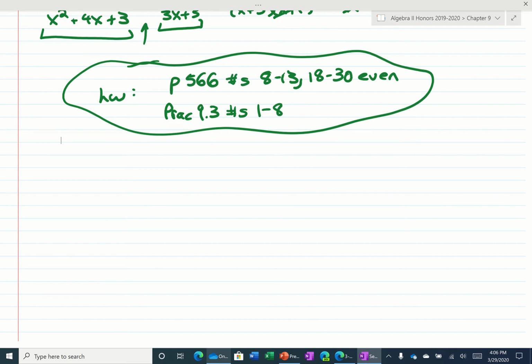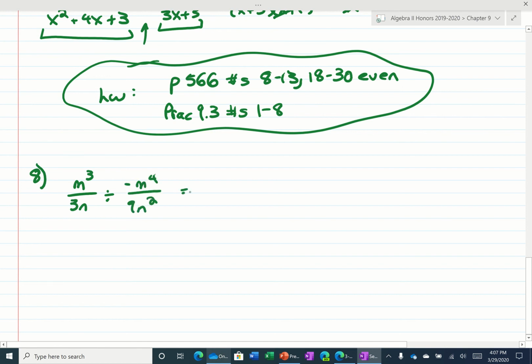Number 8 caught my eye right away. m to the third over 3n divided by negative m to the fourth over 9n squared. So at this point we know that we keep, change, flip. I'm going to go ahead and multiply them.